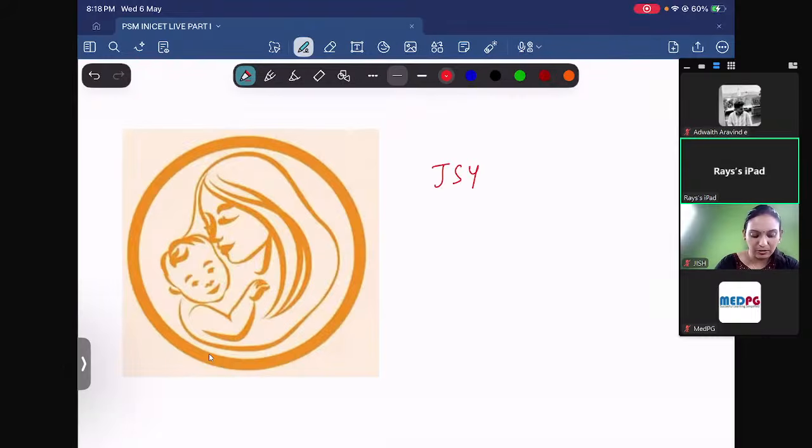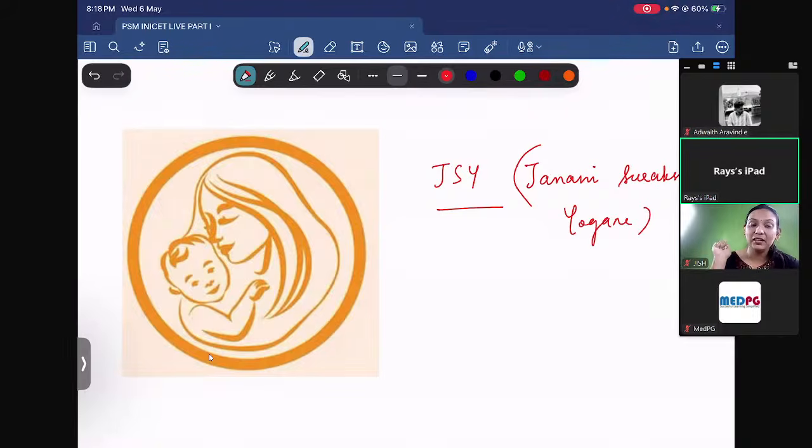JSY stands for Janani Suraksha Yojana. The orange mother and baby you see on screen is the logo for JSY or Janani Suraksha Yojana. Here it's only the Janani. Basically, this is to reduce the maternal mortality by promoting institutional deliveries. Mother goes and delivers at home. Nobody is there to take care of her. She goes into complications, hemorrhage, everything. Mother dies. PPH is one of the most common causes of maternal mortality. We don't want that to happen. We don't want any home deliveries to happen.